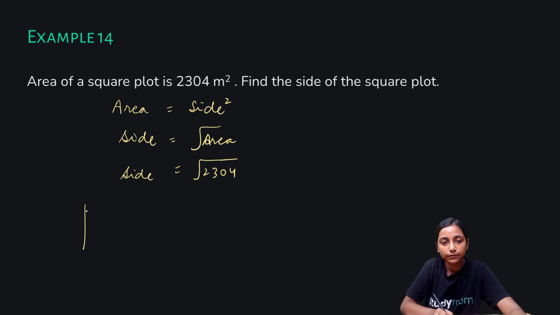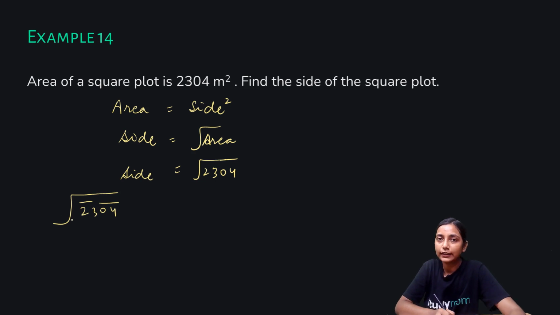Again, use the long division method. Write 2304. Now for 23, first of all, we'll write 4: 4 4s are 16, and 5 5s are 25 which is too big. 4 4s are 16, and it gives us 7. Bring down these two, 704. Write here double of 4, that is 8. Now what's next? I need to find a number to be written here and here, that should be less than or equal to this.